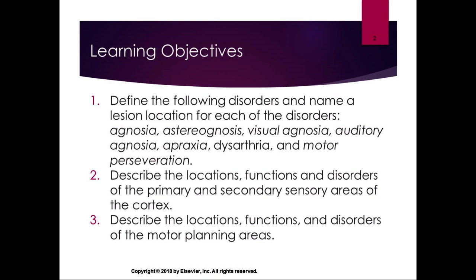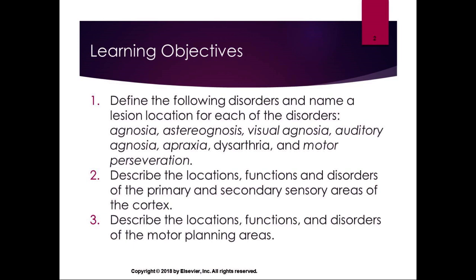So the different disorders that we're going to talk about in this section are agnosia, which means the inability to know, if you want to think of it that way. Astereognosis, which we talked about stereognosis, and astereognosis is you can't do it. Visual agnosia is the inability to process visual information, basically. Auditory agnosia is the inability to process auditory information. Apraxia is a motor planning disorder. Dysarthria is a speech disorder. And motor perseveration is repeating the same motion over and over and over again. And we'll talk about all of those.